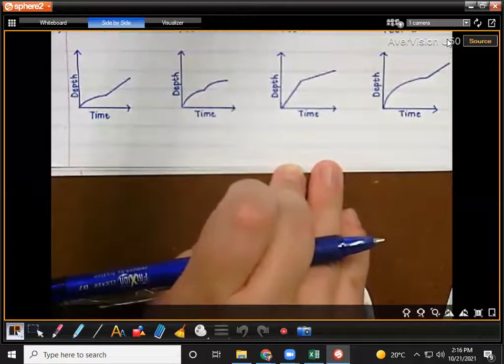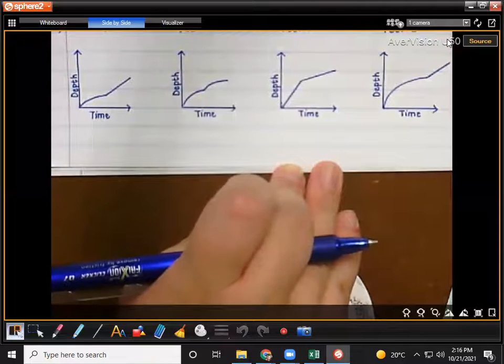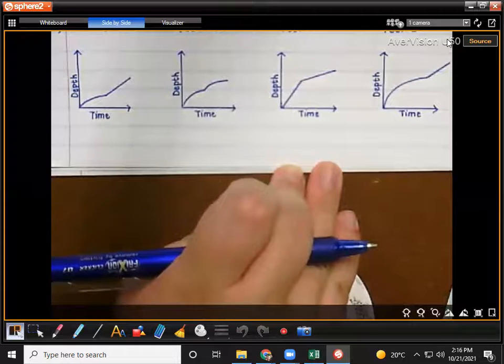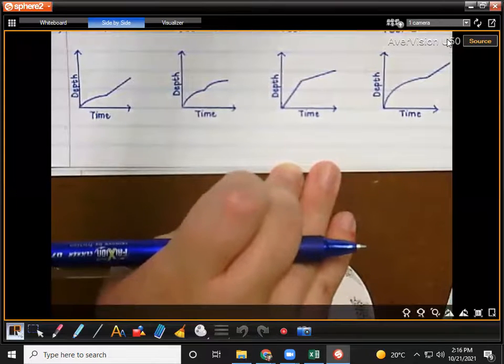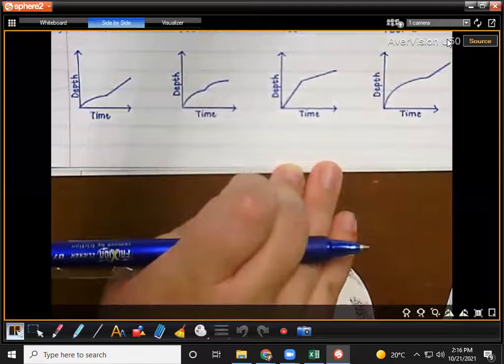Yes, Cameron? The depth is the same as the first part, so wouldn't it reach the second line and then just go on for long? Yeah, I could if I just drew it for long. Yes, you could make it reach the same depth. I just don't have space.